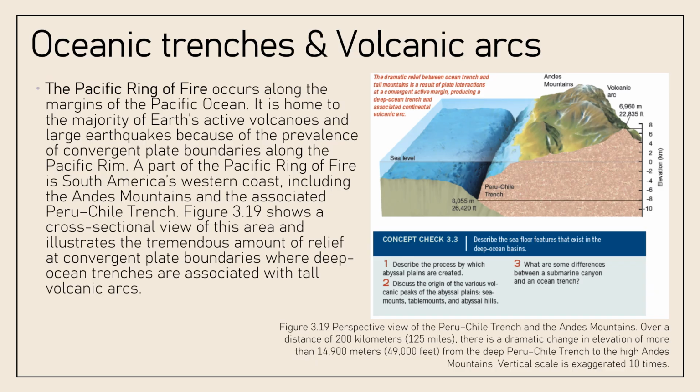So this is a cross section of a trench. You can see in the figure the dramatic relief between the ocean trench and the tall mountains as a result of plate interactions at the convergent active margin, producing a deep ocean trench and associated continental volcanic arc. So this is one plate subducting under another plate, producing a groove or a linear scar, which is called a trench. You can see the Andes mountain and volcanic arc on the right.